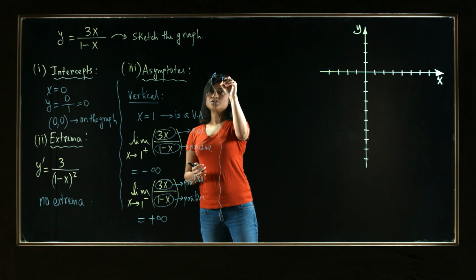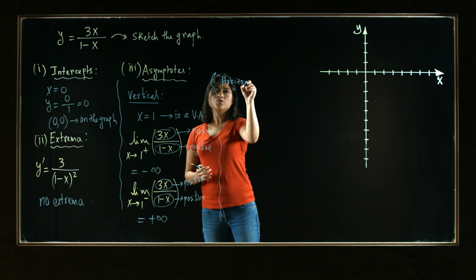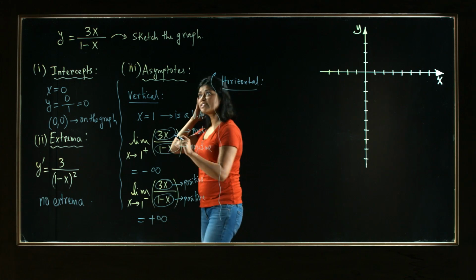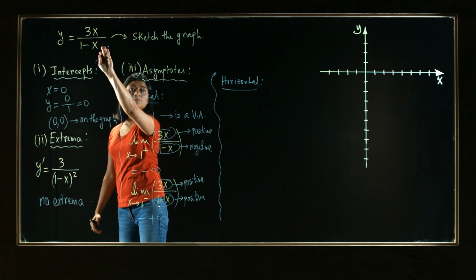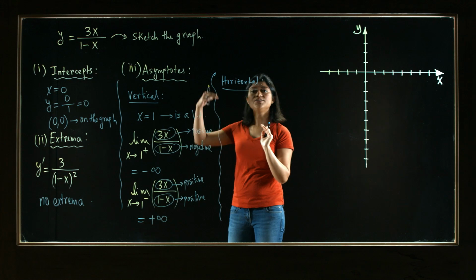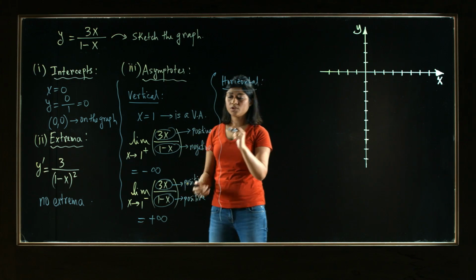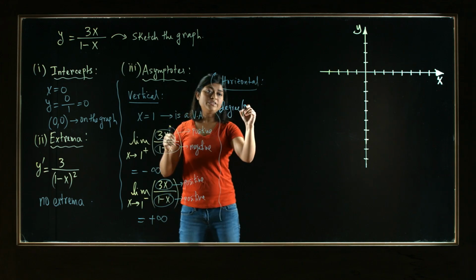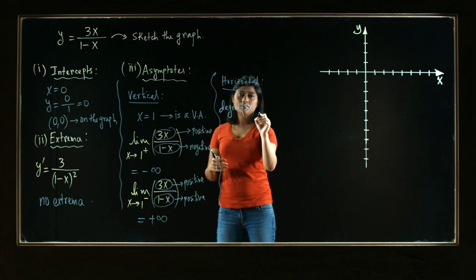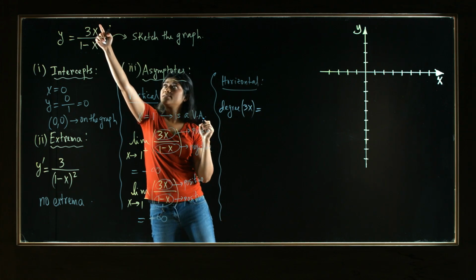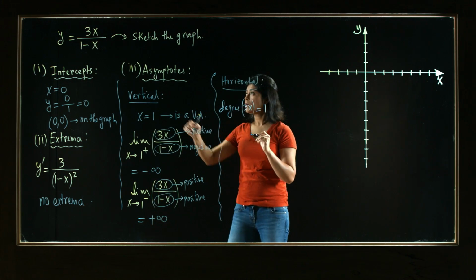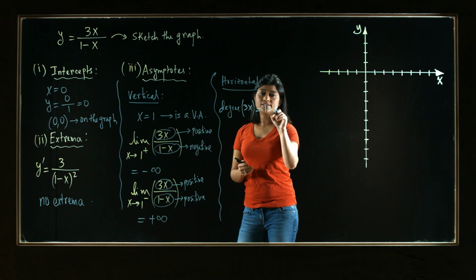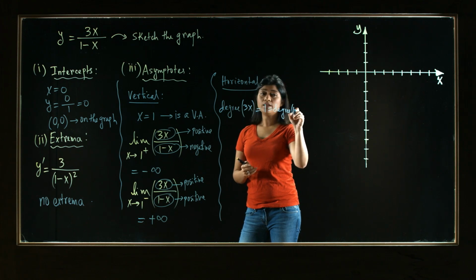Let's move on and consider if there is any horizontal asymptote. Now, how do we figure that? Notice that we have a rational function, polynomial over polynomial, and in that case, we look at the degree of the top and the bottom. So the degree of 3x, that's the numerator polynomial, is, what is the highest power of x? It's just 1, so the degree is 1. And the denominator, 1 minus x, also has the highest power of x equal to 1. So that is the degree of the denominator as well.